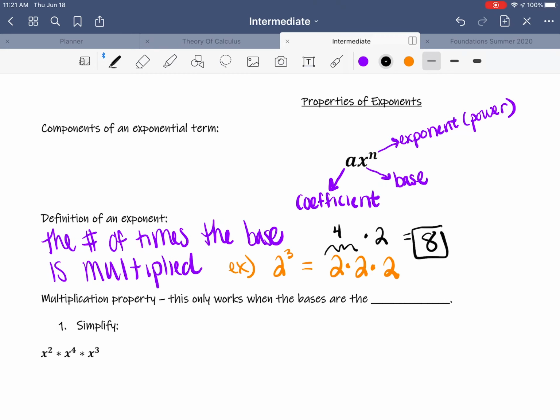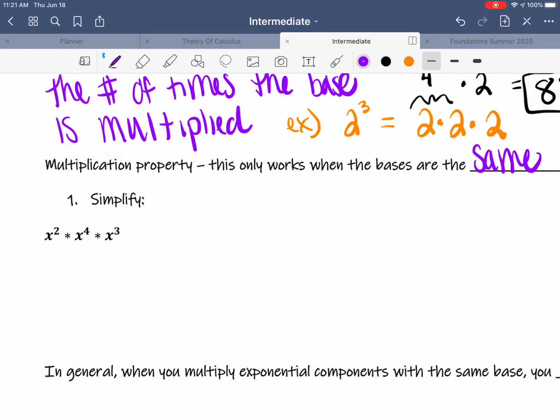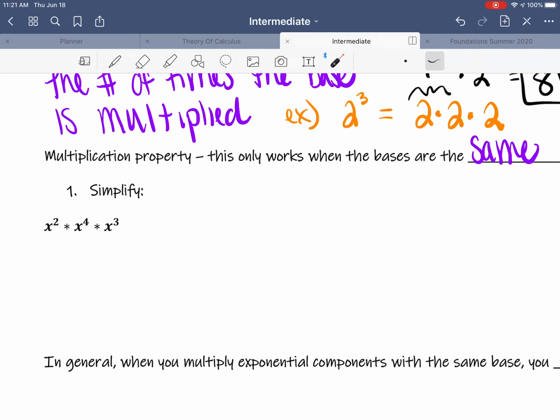So we can use this definition of an exponent to help us simplify these expressions. The multiplication property is the first one we're going to cover, and you can only apply this when the bases are the same. So in example 1 here, you can see that the bases are all x, and I'm going to show you this the long way. I'm going to expand it out, and then I'll explain the property to you after I've done that.